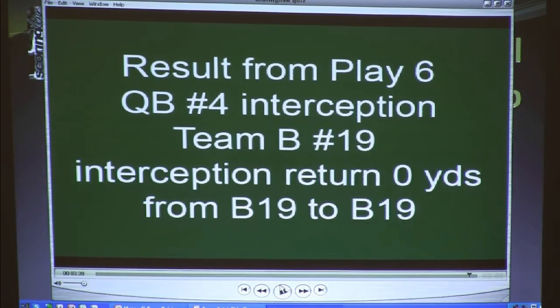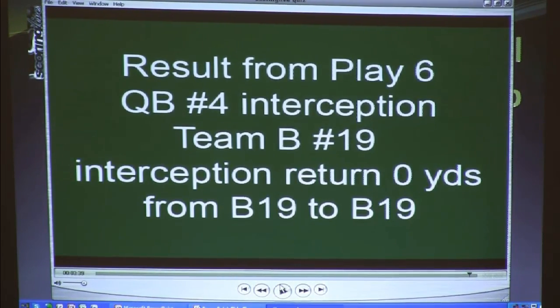Okay, so on this play, we give Team B, number 19, the interception, and he gets a return of 0 yards from the 19. Okay, so how many got them all right? How many of the people, the newbies, got it all right? Okay, how many of you got 5 of the 6 right? 5, great. How about 4? 4? How about 3? Okay, that's good.